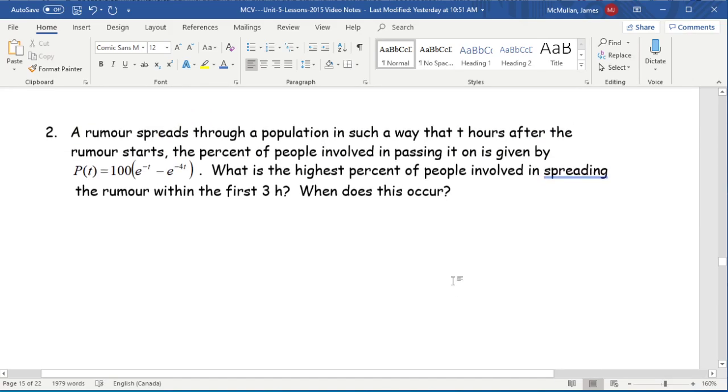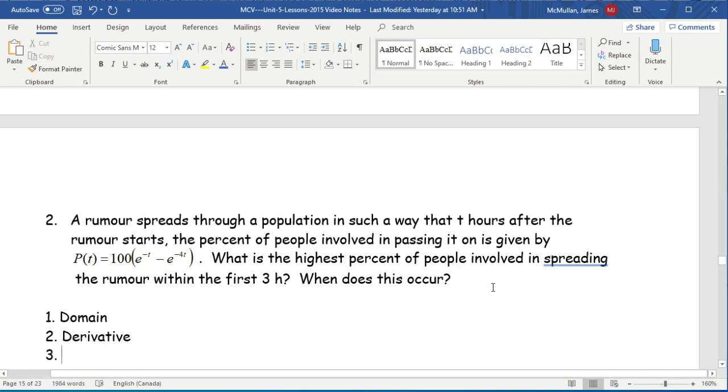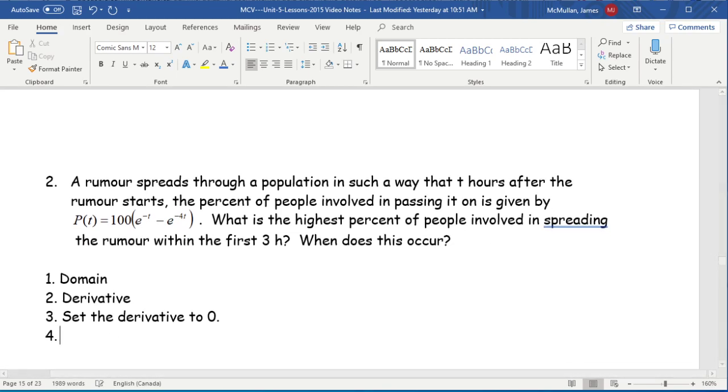It says a rumor spreads through the population in such a way that t hours after it started, the percent of people involved in passing it on is given by this equation. What is the highest percent of people involved in spreading the rumor within the first 3 hours? When does this occur? Okay, so again, let's change what I wrote above a little bit. Number 1, look for a domain. Number 2, look for a derivative. Number 3, maximize it or optimize it, or set the derivative to 0, and then prove it's an absolute max.